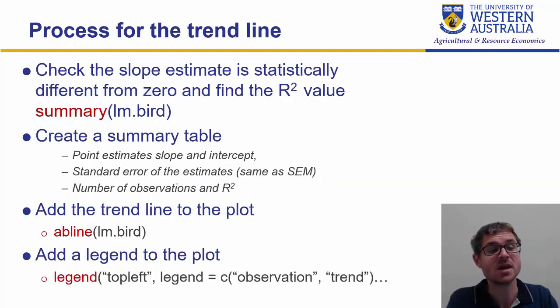So what is the process for getting our trend line? We can get from the summary of the regression model that we saved. So I saved it as lm.bird. I apply the summary function to this, and it will report a whole bunch of information for me, which we then collate into a table. In terms of adding this information to my plot, I use the abline function. So I have estimated a linear model with an intercept and a slope. If I apply the abline function, it will read from my lm.bird model the intercept and a slope.